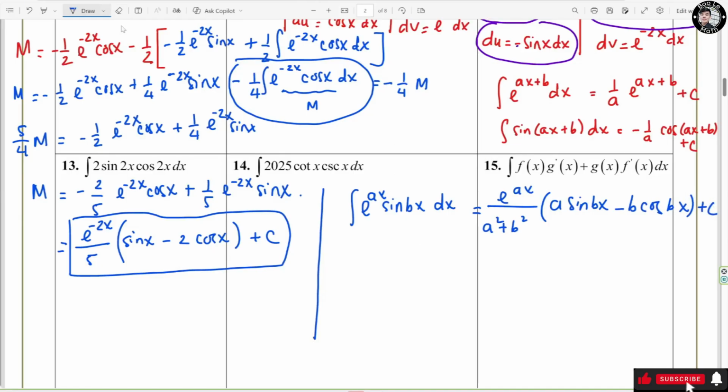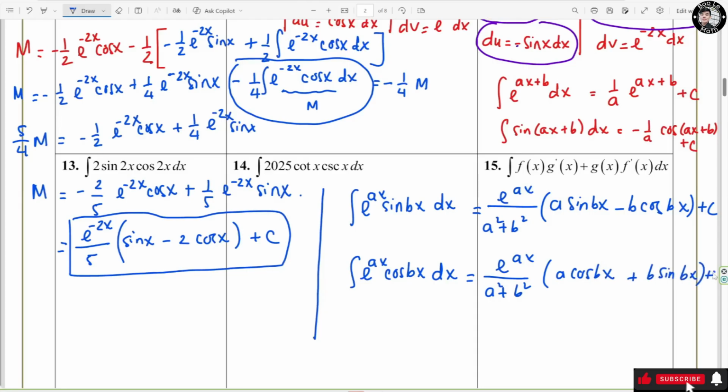Alright, second one, antiderivative of e to the as cosine bs ds equals e to the as over a square plus b square times a cosine bs plus b sine bs plus c.